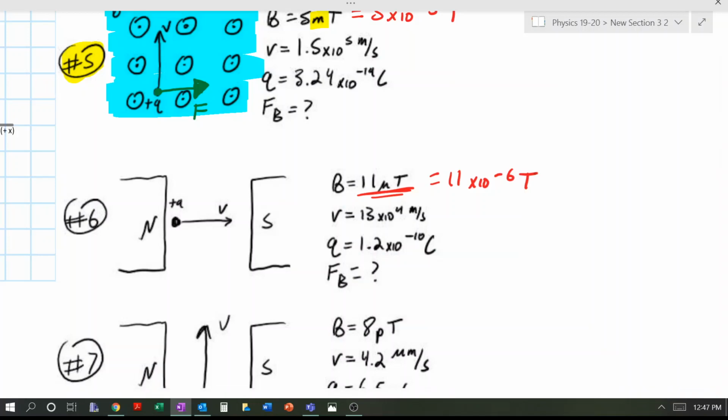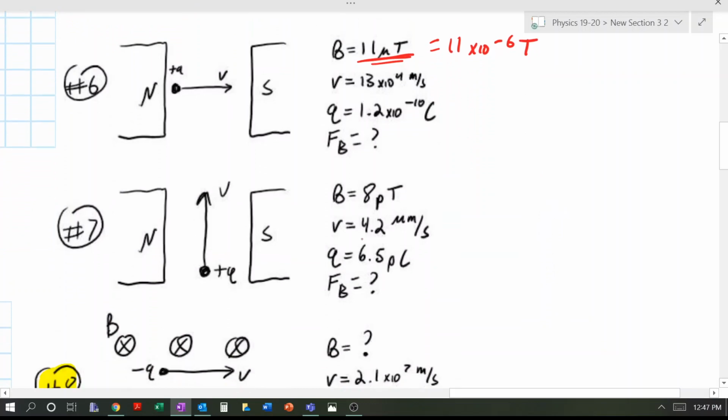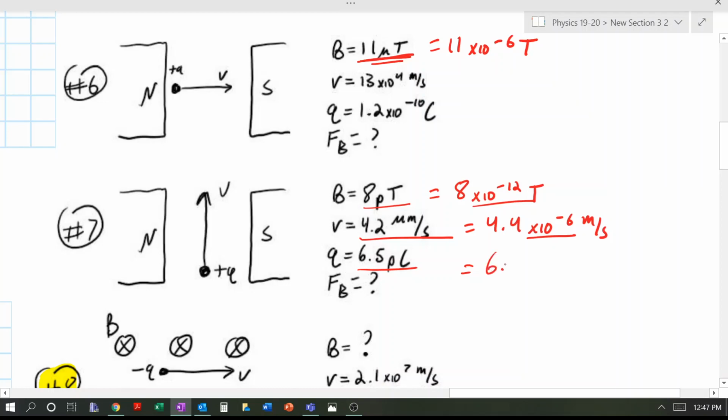There's one in Canvas on Unit 6 when we first started using it. So make sure you're using that. I'll show you a few more. This velocity, this magnetic field, this charge, all have to be converted. This is 8 pico, so the pico is 10 to the negative 12 Teslas. This is micrometers per second, so micro would be times 10 to the negative 6. So you've got to replace that metric prefix with the right exponent. So 6.5 picocoulombs would be times 10 to the negative 12 coulombs.